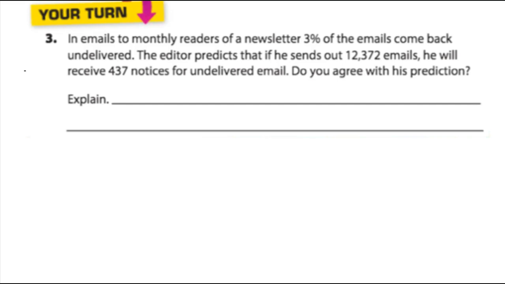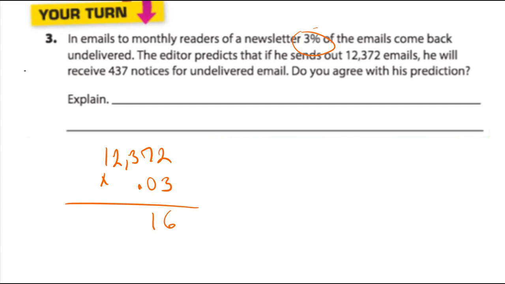Because they give it in a percent again, I think that using a percent equation is the fastest way to do it. If they give you a proportion, then I would use a proportion, but in this case they're giving us a percent, so I'm going to use 3%. So I want to do 12,372 times 0.03. Remember, to turn a percent into a decimal, you move it over 2 places. If it's anything less than 10, you just make sure you include that 0 right there. And then we multiply.